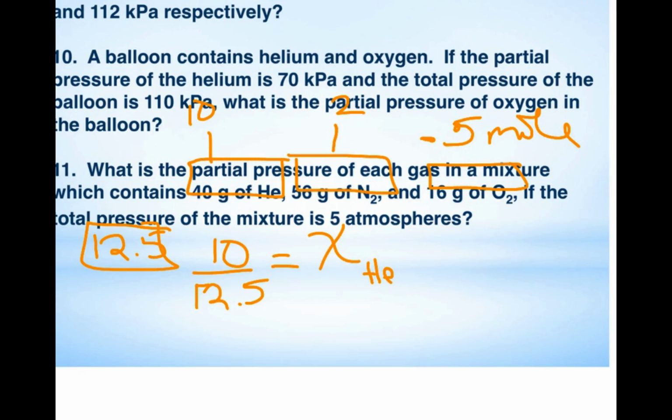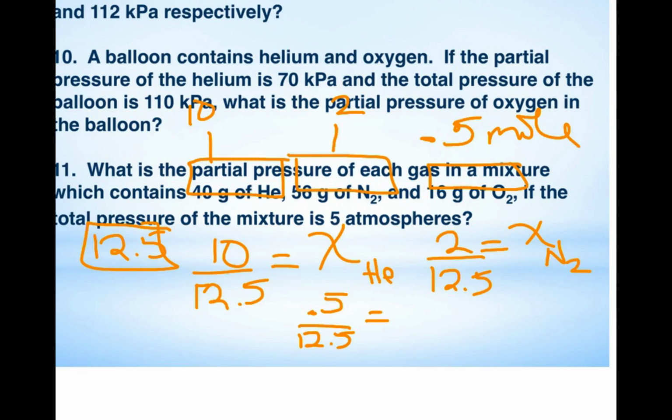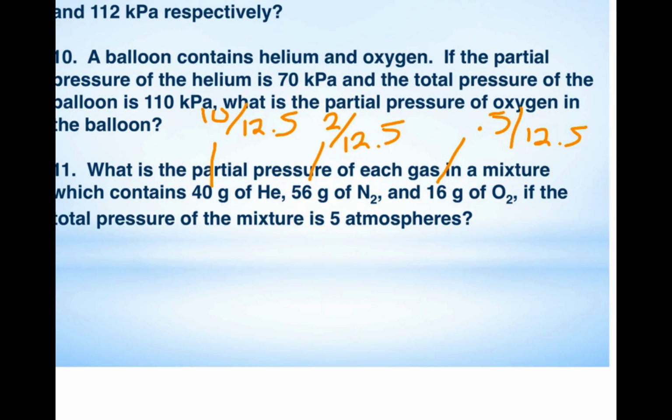Well, what's my mole fraction of nitrogen? Nitrogen is 2 over 12.5. That's my mole fraction of nitrogen. And then I have 0.5 over 12.5, and that's my mole fraction of oxygen. So now, here are my mole fractions again. 10 over 12.5, 2 over 12.5, and 0.5 over 12.5.